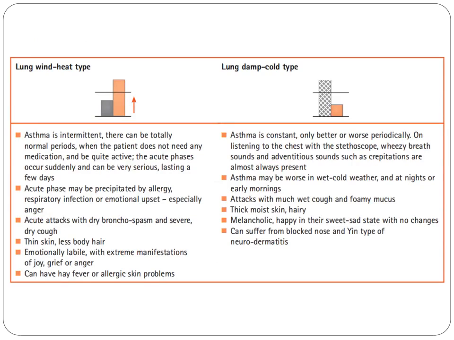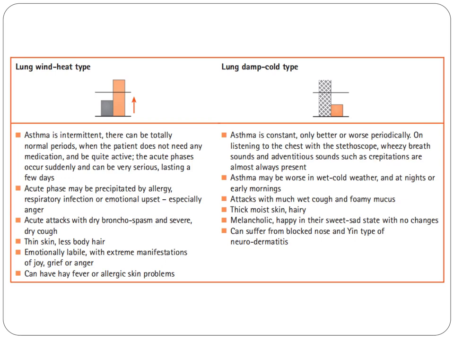So we have here a table for the lung wind heat type and the lung damp cold type. Okay, let's start with the lung wind heat type. Asthma is intermittent. There can be totally normal periods when the patient does not need any medication and is quite active. The acute phases occur suddenly and can be very serious, lasting a few days. Acute phase may be precipitated by allergy, respiratory infection, or emotional upset, especially anger.